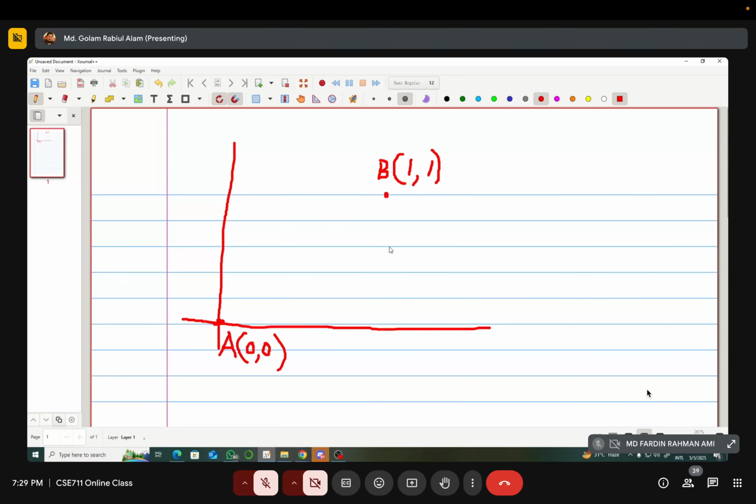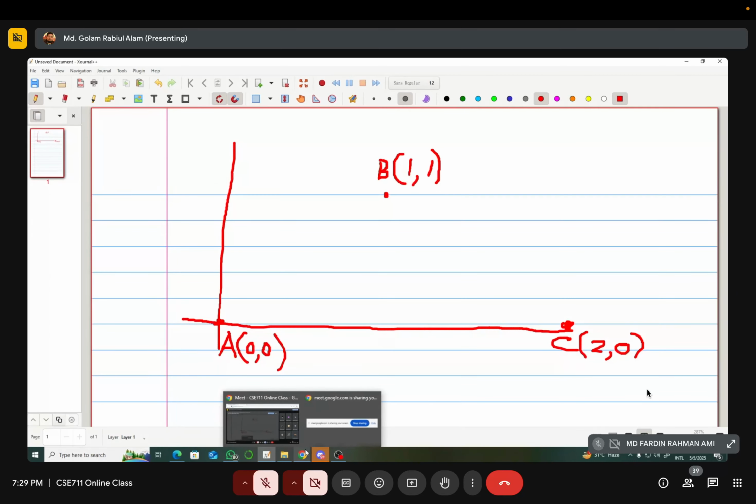C is 2, 0. This is 1, 0, then 2, 0. Maybe this is the position of 2, 0. So here it is C. C is 2, 0. Okay, so these are the three data points we have. Three data points, A, B, and C. These are actually the support vectors.